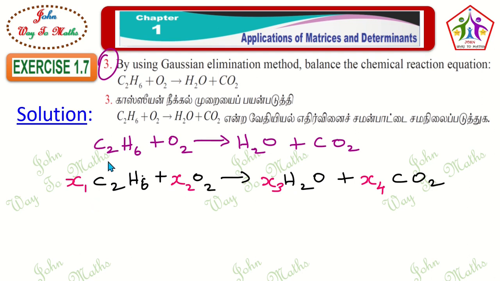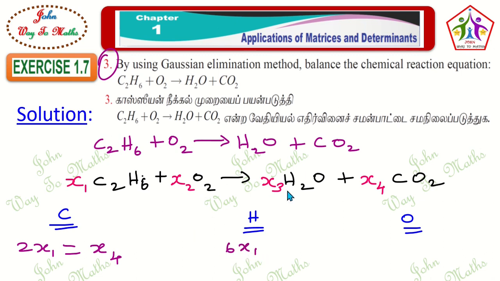So I'm going to equate carbon, hydrogen, oxygen. First I'm going to equate carbon. So there are 2 carbons, so 2 times x1. Here there is no carbon, so which is equal to, in the last term there is 1 carbon, so 1 x4. Next I'm going to equate hydrogen. So there are 6 hydrogens, so 6 times x1. Here there are 2, which is equal to 2 times x3.